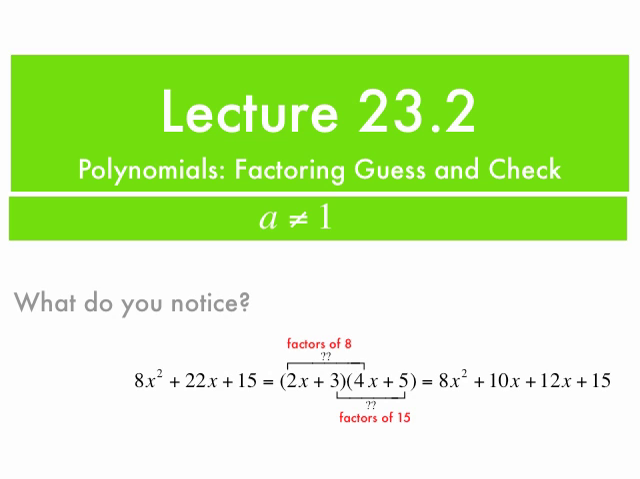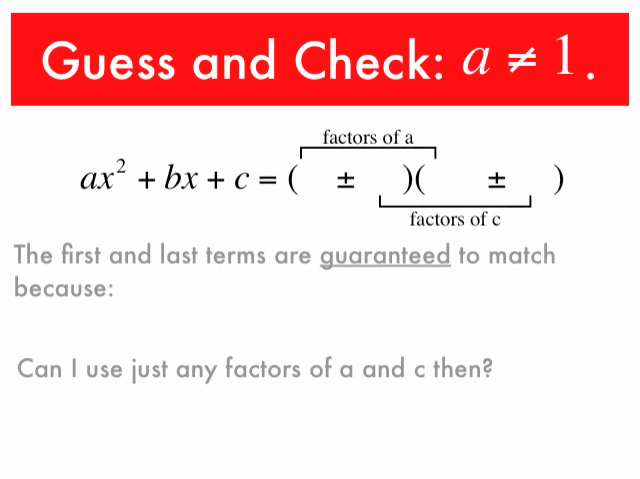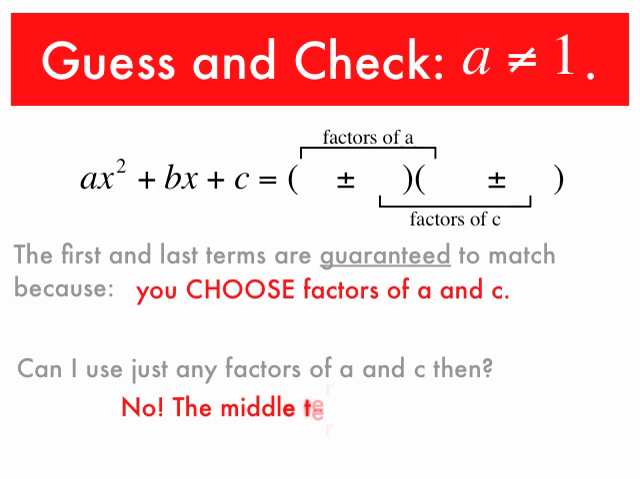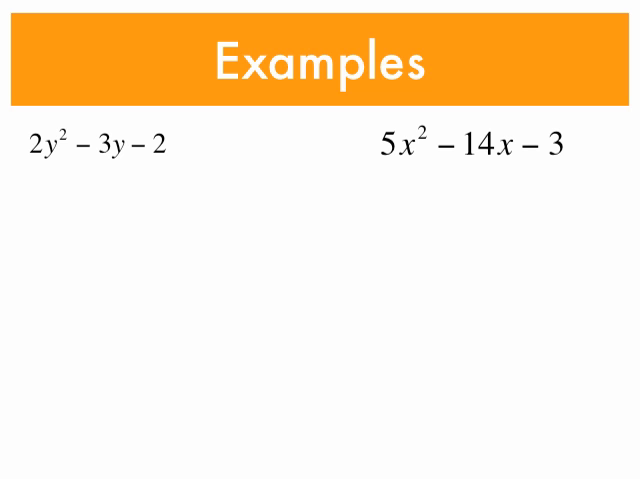So now let's see how we actually come up with all that. If I have ax squared plus bx plus c, the first guys are going to be my factors of a, and the last guys will be my factors of c. That way, the first and the last terms are guaranteed to match because I'm choosing factors of a and c. So could I just choose any old factors of a and c? No, because I still have to get the middle term to match, just like I did before. So the process is actually almost exactly the same, but I just need to check a few more things than I did before. So let's say we have 2y squared minus 3y minus 2.